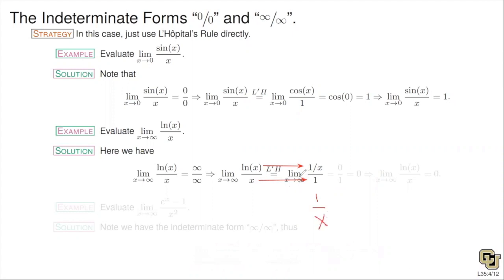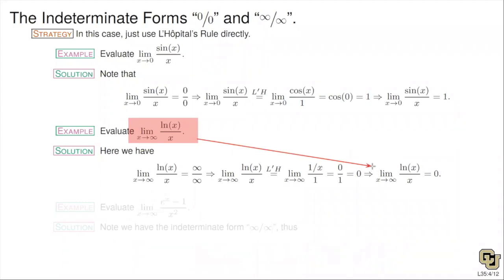And now we send x to infinity. So if you send x to infinity, 1 over x goes to 0. So now we take the limit, send x to infinity, 1 over infinity is 0. I can conclude that my limit of ln of x over x as x goes to infinity equals 0. So that's the original limit that we started with. So I can now conclude it equals 0, by this L'Hopital's rule technique.